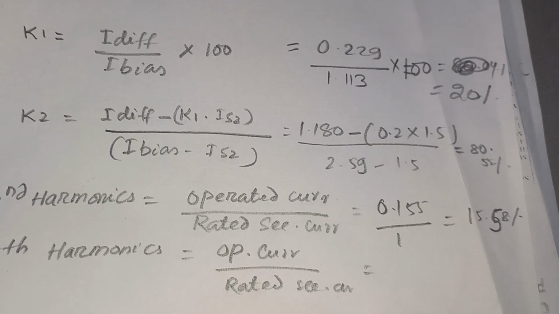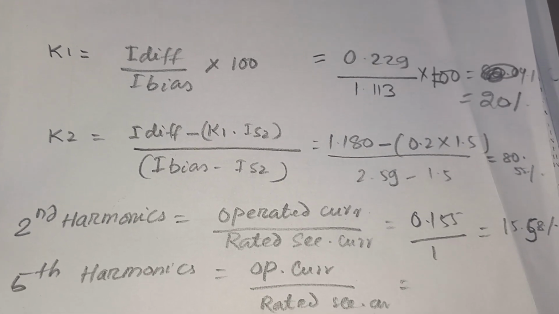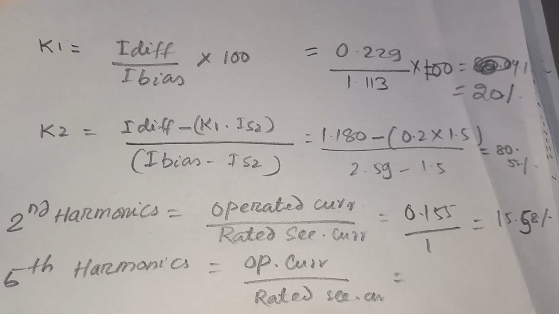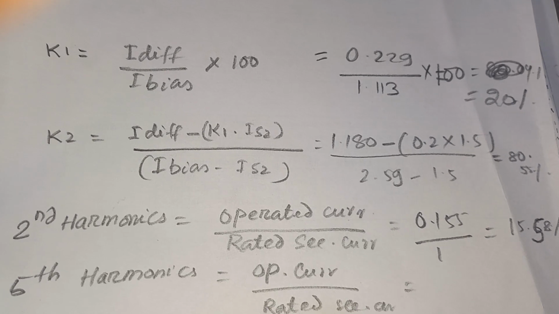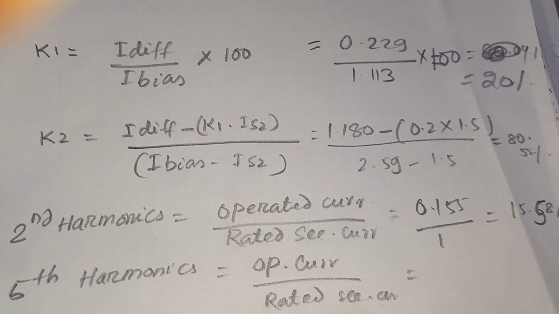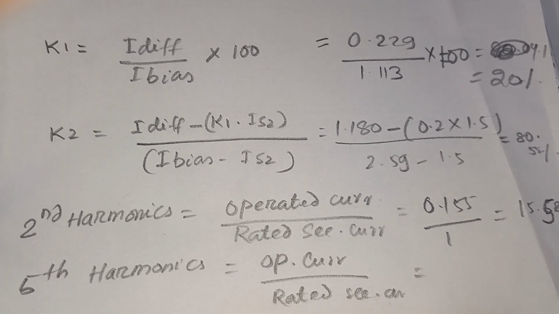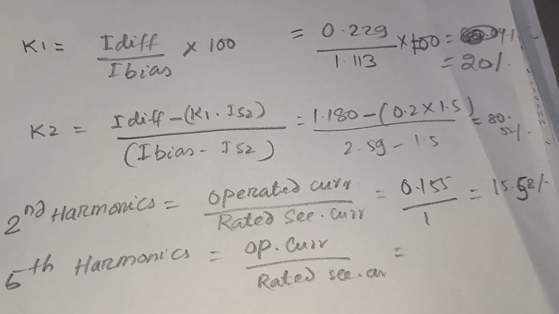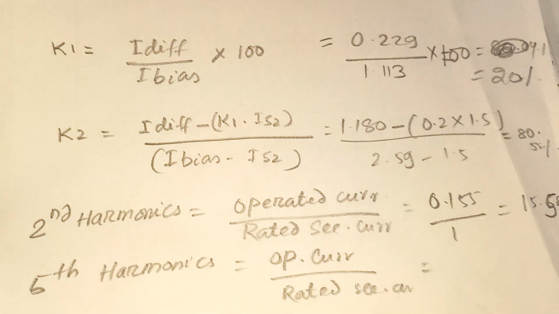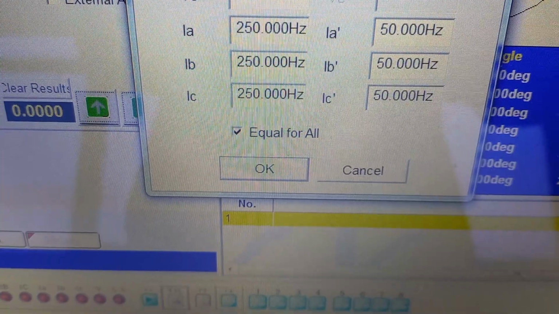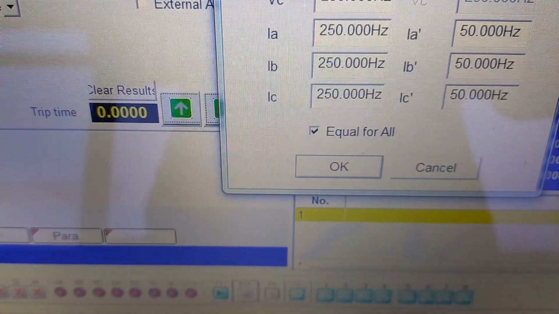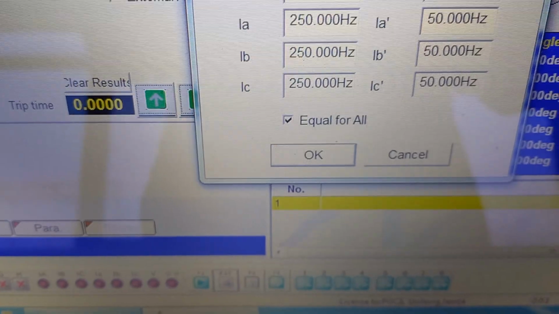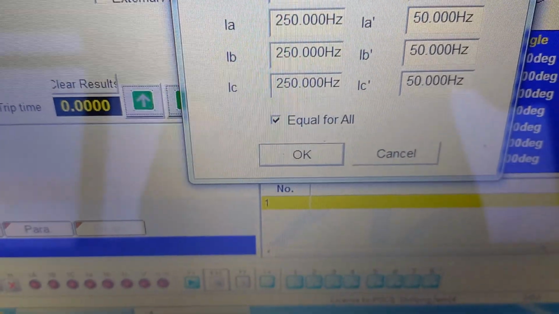for the P643 relay. Now we will check the fifth harmonics. The procedure is the same, only the frequency will be 5 times, so it will be 250 Hz for any one CT, and for the second CT you just keep it at 50 Hz, and we will test and calculate the percentage. I have set the frequency for CT1 IA, IB, IC to 250 Hz. This is the fifth harmonic frequency, but CT2 I have kept at 50 Hz only.